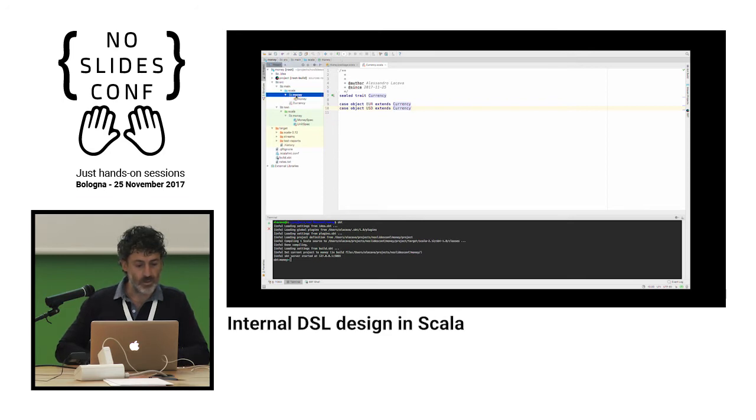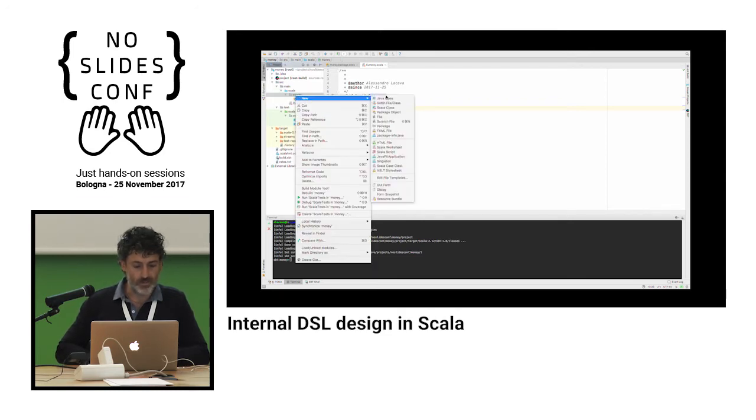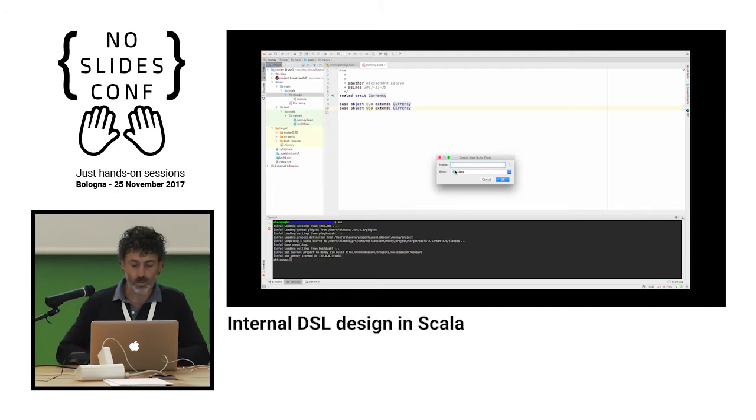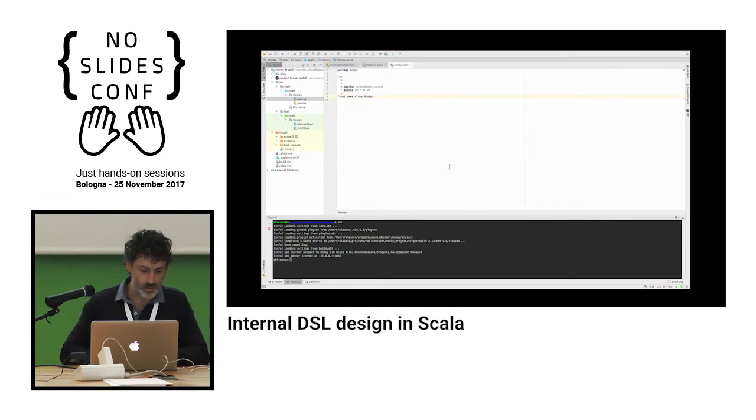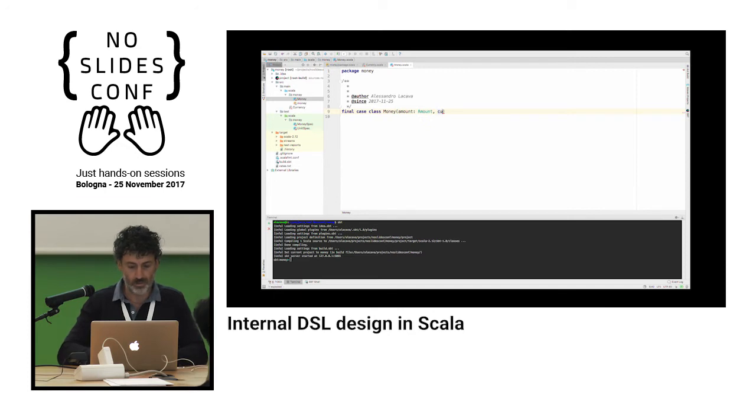The next thing we'll do is defining the money class. Define as a case class. Okay, money. If you have any problem and you can't see what I type, I can make it bigger, so just tell me. Like this. Amount and currency. Okay. We start by defining our API.